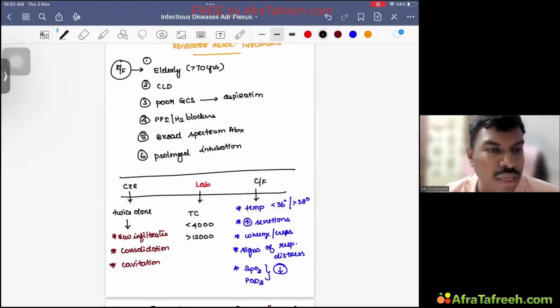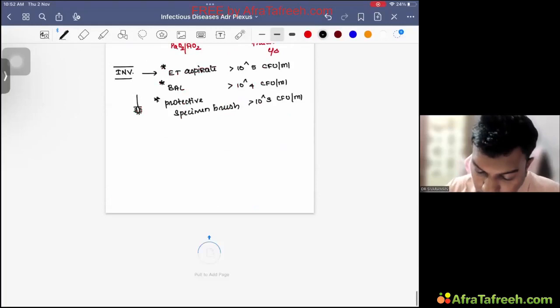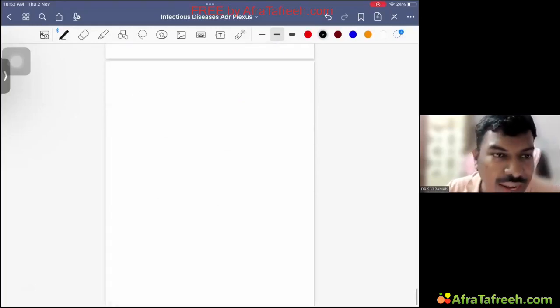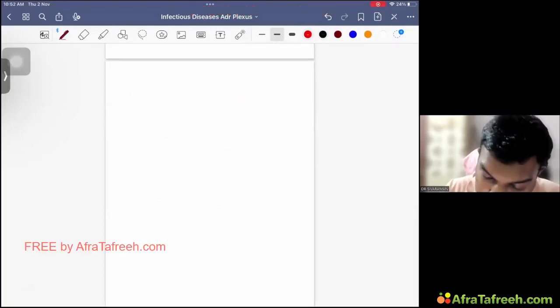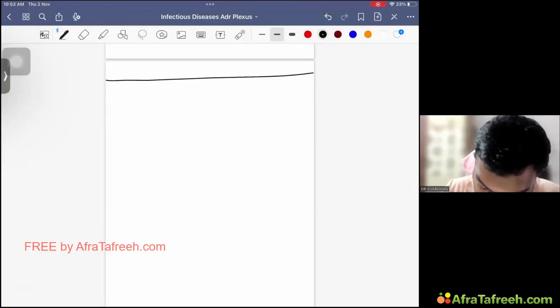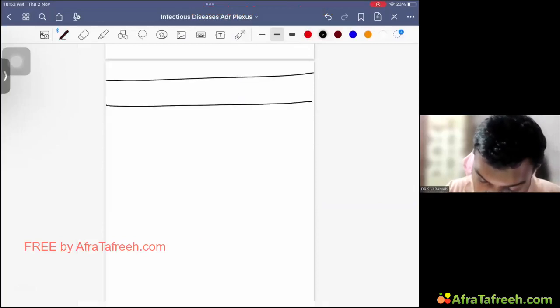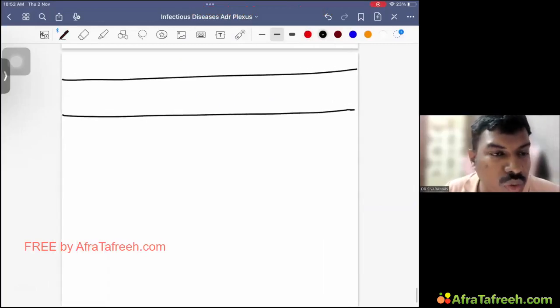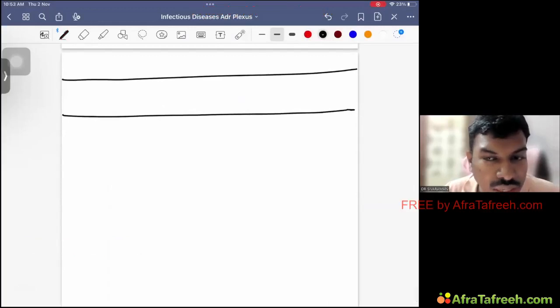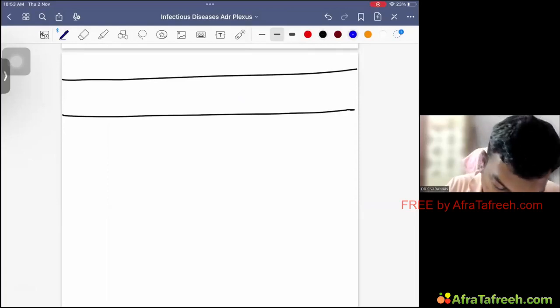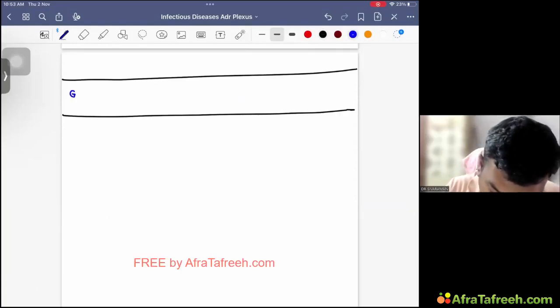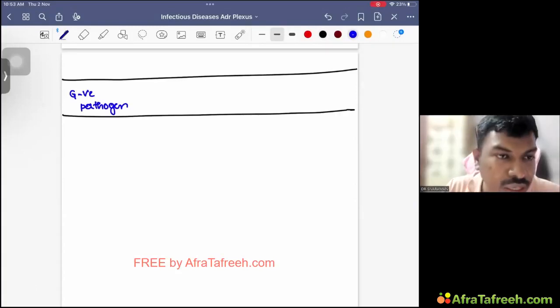So how are we going to treat a patient? Treatment of VAP is again going to be protocol based treatment. First, I'm going to check for any risk factor for resistant gram negative pathogens. If you see any gram negative pathogen, chances are there.